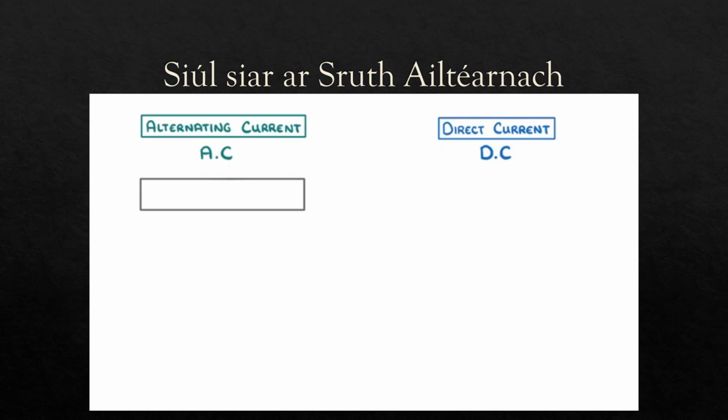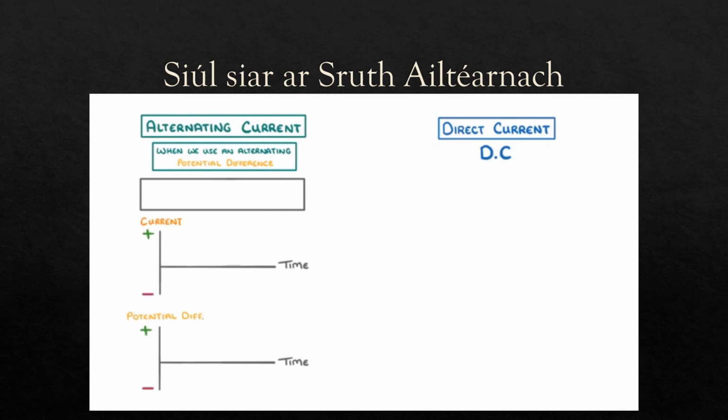We get these alternating currents whenever we use an alternating potential difference, or alternating voltage. So one that fluctuates between positive and negative. We can see this if we measure the potential difference or current over time. They constantly fluctuate between negative and positive. And at the circuit level, this means that the direction in which the charge is flowing will constantly be swapping back and forth.